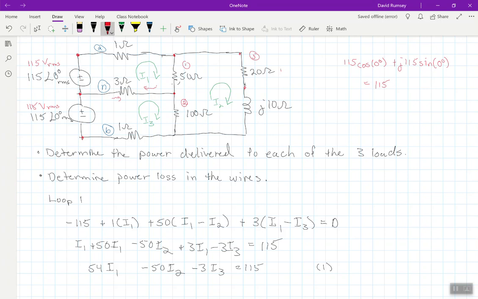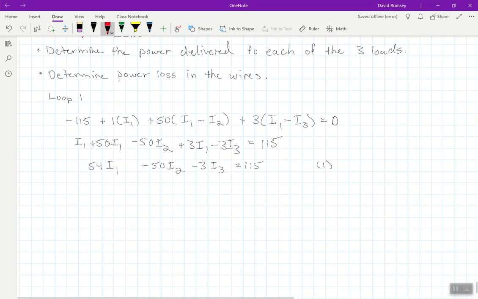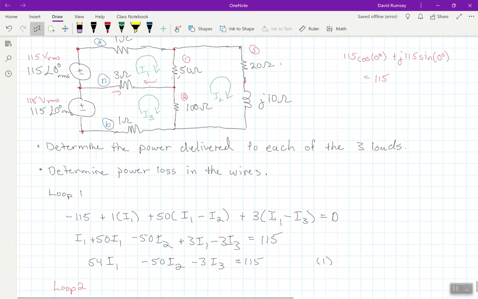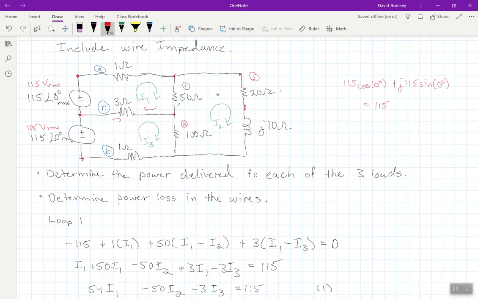Alright, so I'm going to scroll back and forth here because I don't want to erase this. So then I have loop 2. If I come back up here, loop 2 is this loop over here, and I can start anywhere in the loop. So I'm just going to start at the 20 ohm resistor. No reason, I just decided to start there.